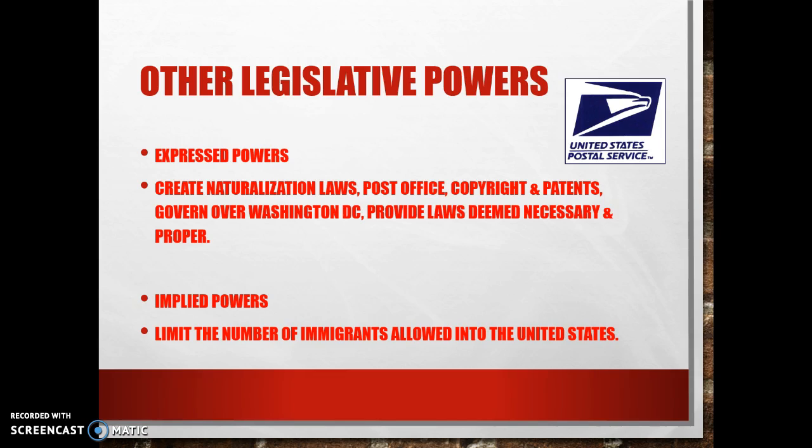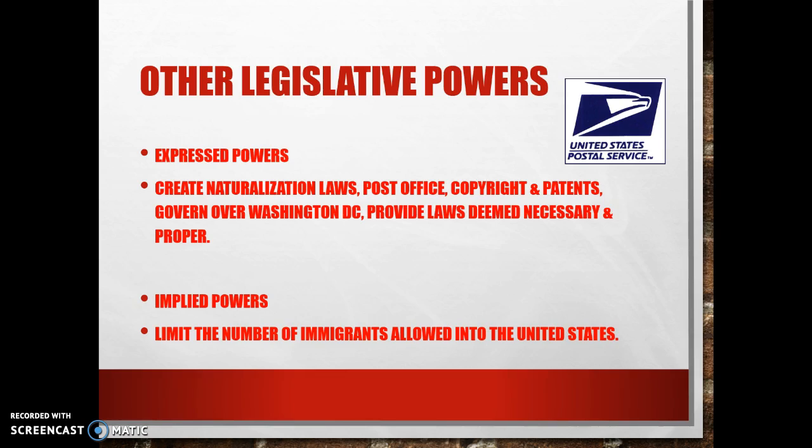When it comes to express powers, Congress has the right to create naturalization laws, which determine who can go through the process of becoming a citizen. It can and has established a post office. It regulates copyrights and patents on new material and new inventions. It has the ability to govern over Washington, D.C. And then, of course, lastly, we have that loophole where it can provide laws that are deemed necessary and proper.